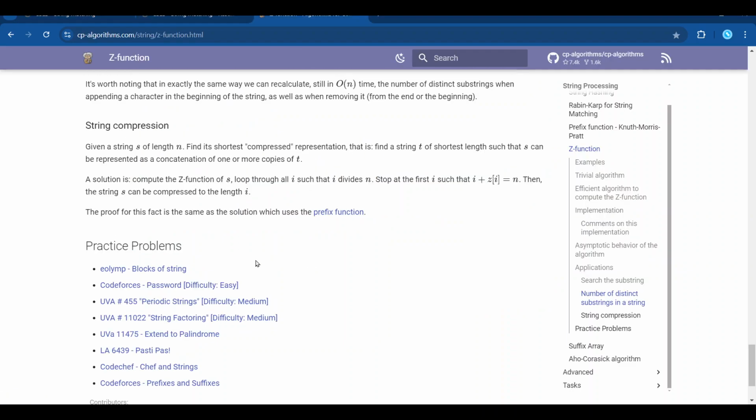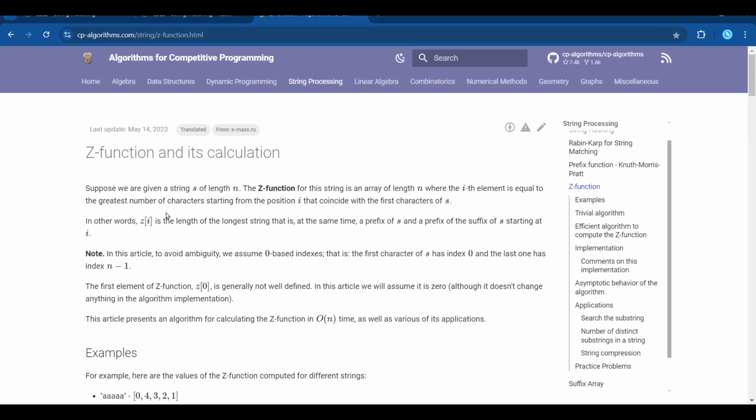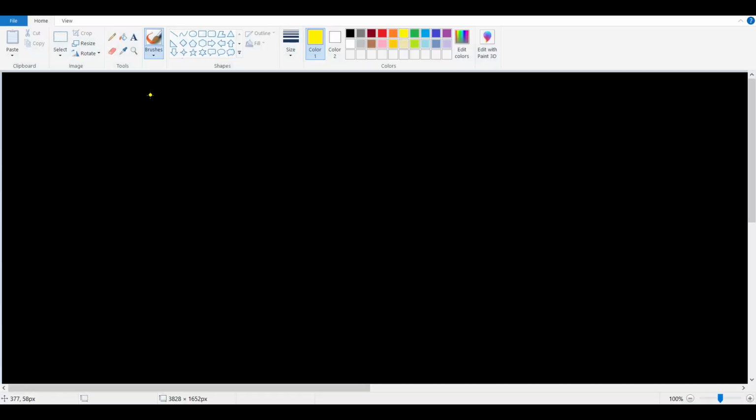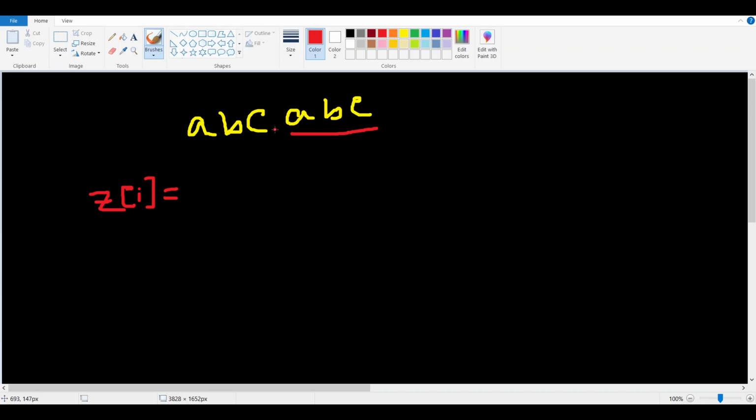So this is called the Z function. Let me explain what the Z function does with an example. Let's say we have some string ABC. Z of i means the length of the prefix starting from index i which is matching. So for this index, what is the length of the prefix that is matching? Let's say this is the entire string.